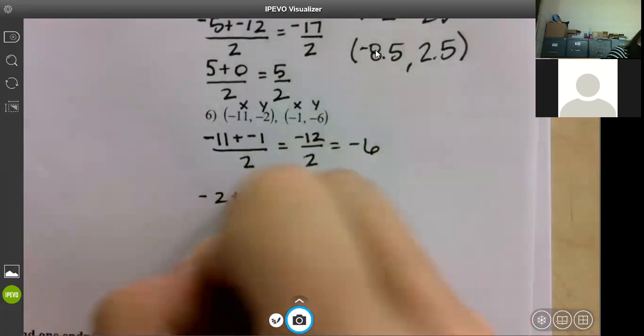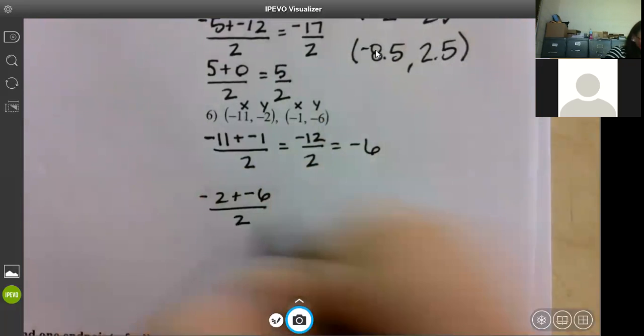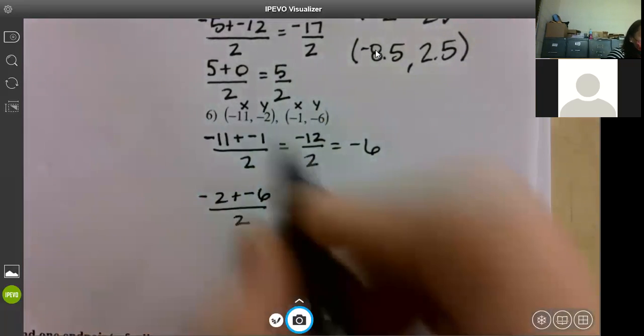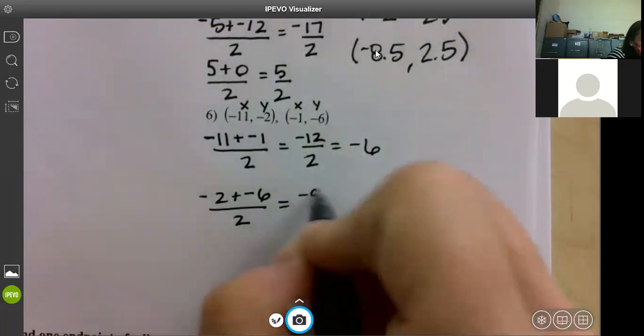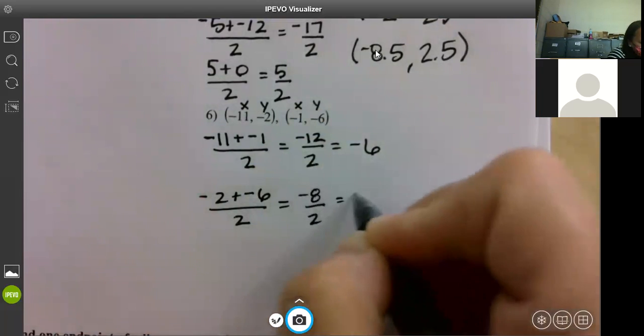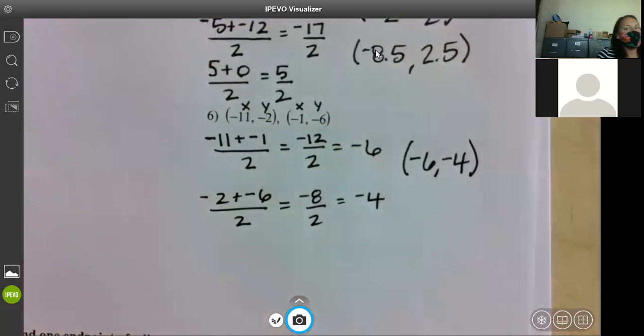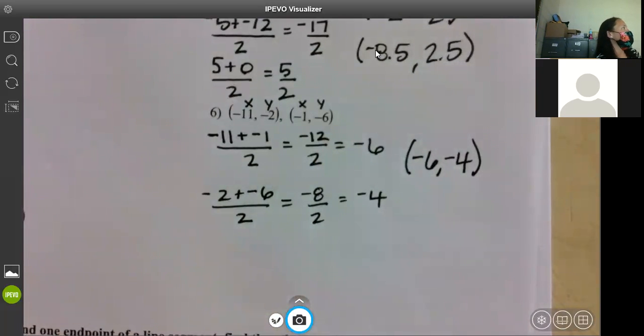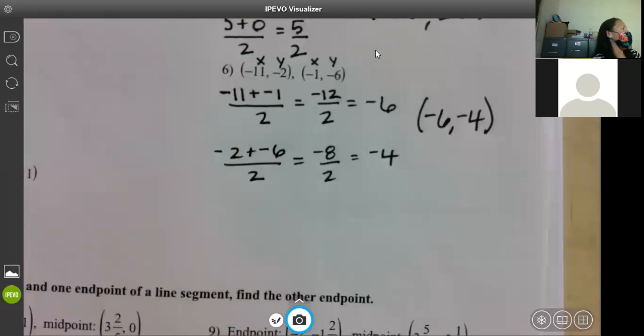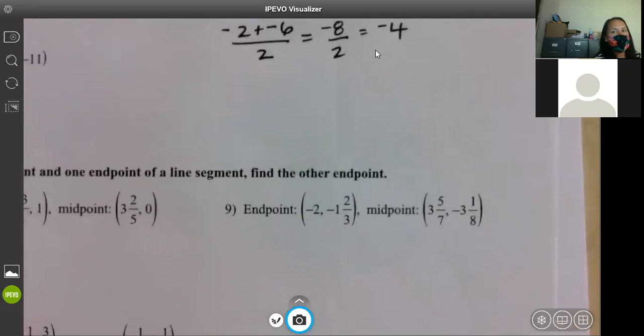Negative 2 plus negative 6 is your next one. What is negative 2 plus negative 6? What is negative 8 divided by 2? So your coordinate is (-6, -4). Any questions on midpoint so far? It's pretty easy, right? Pretty easy quiz. Test. We call it a test, but it really should be a quiz.